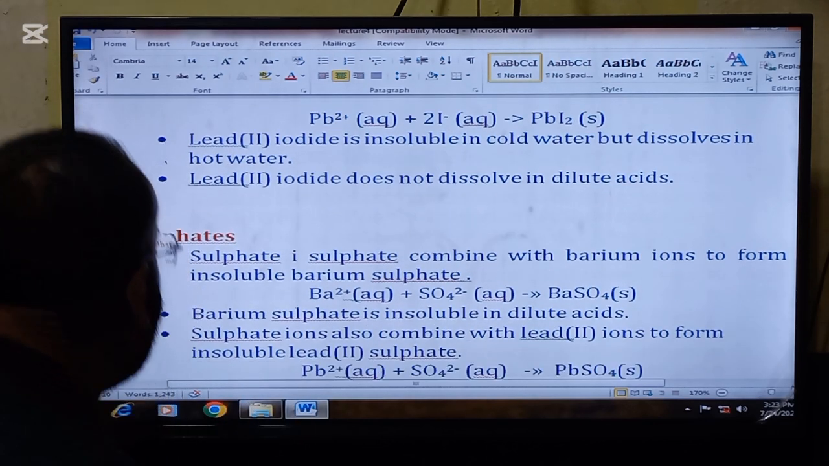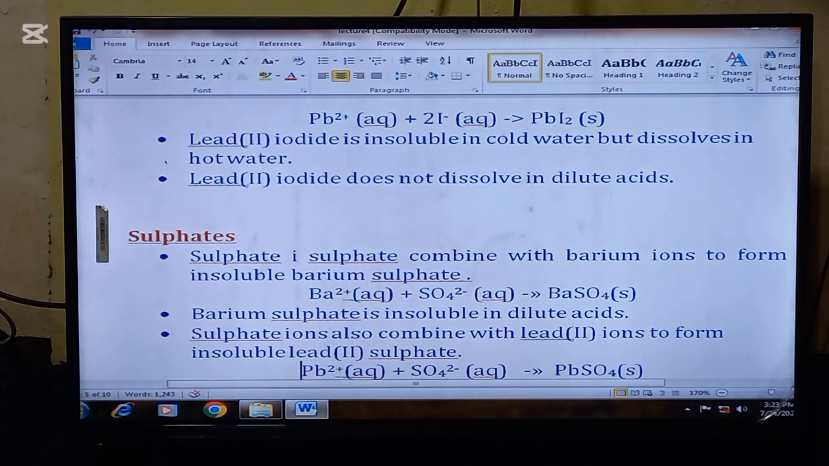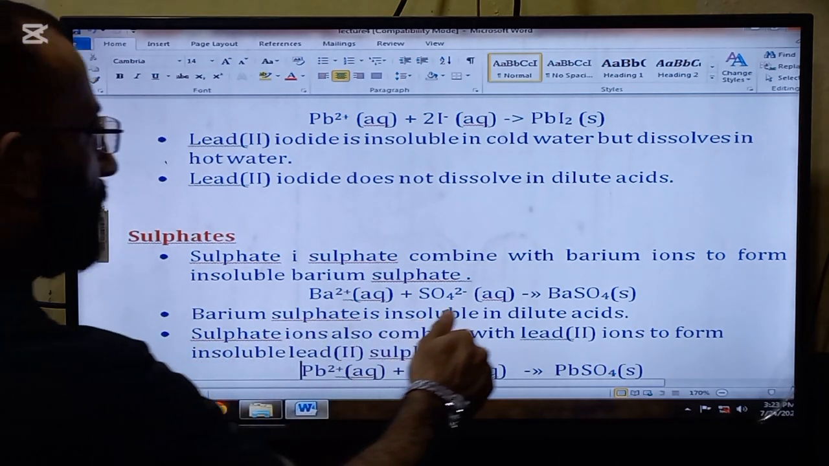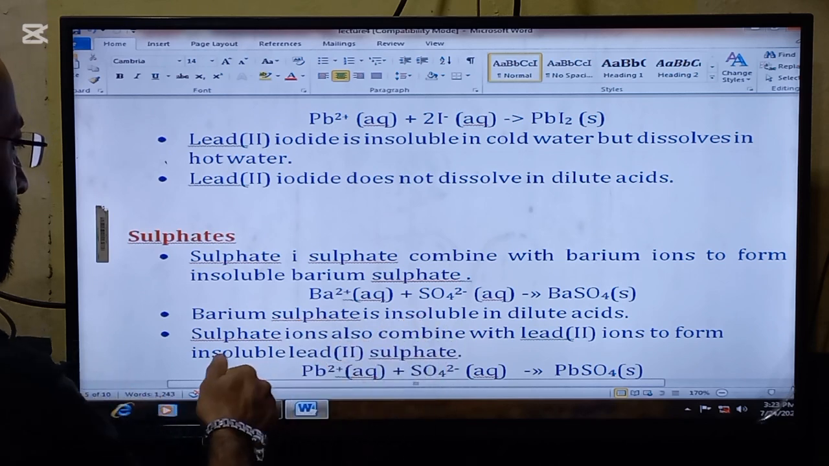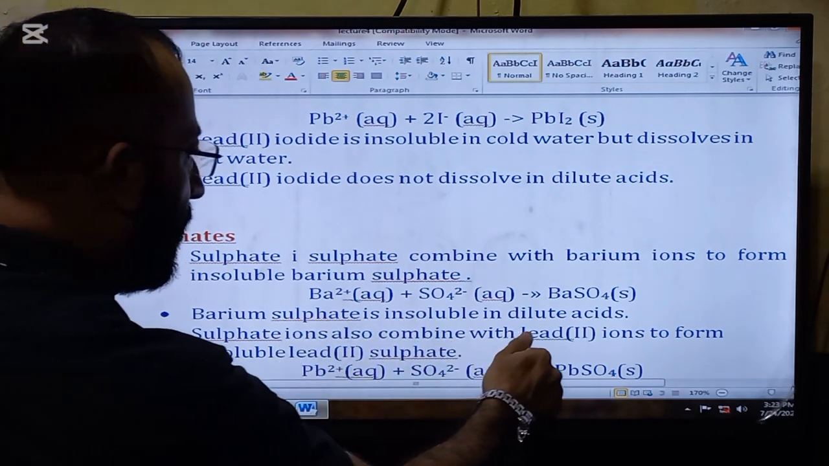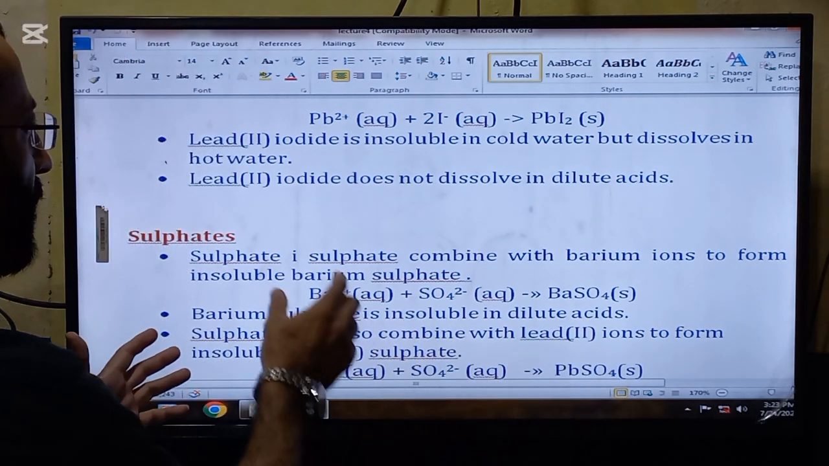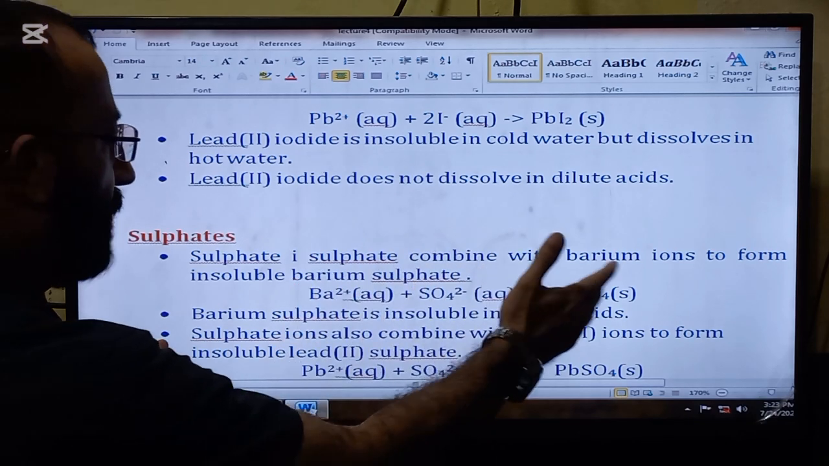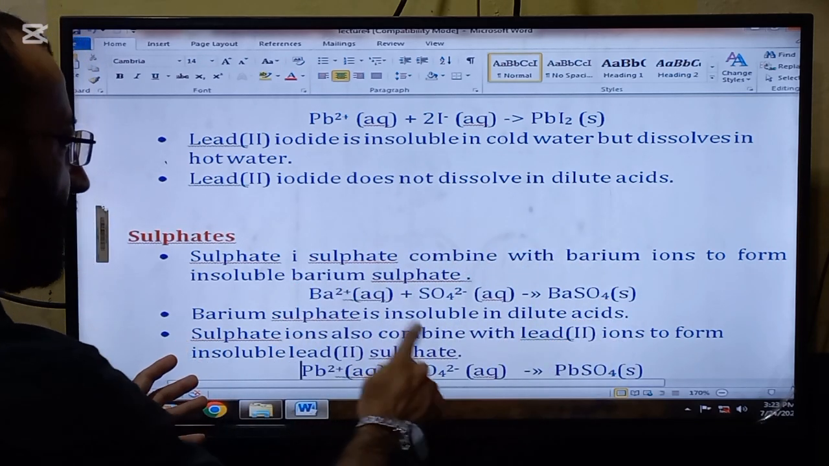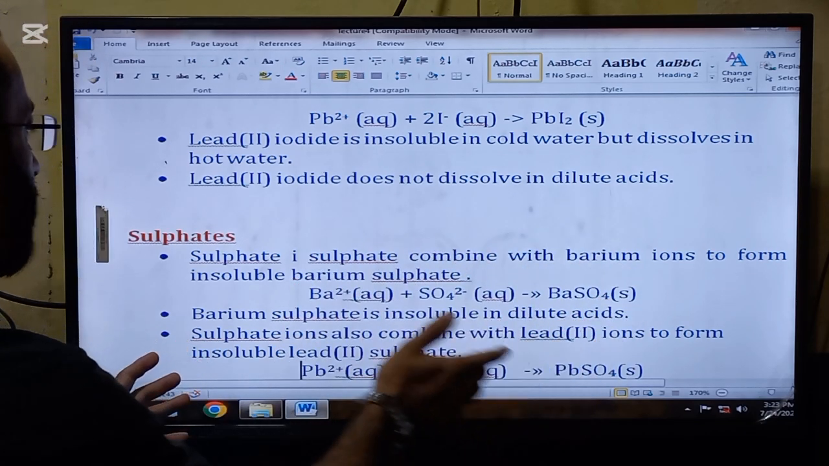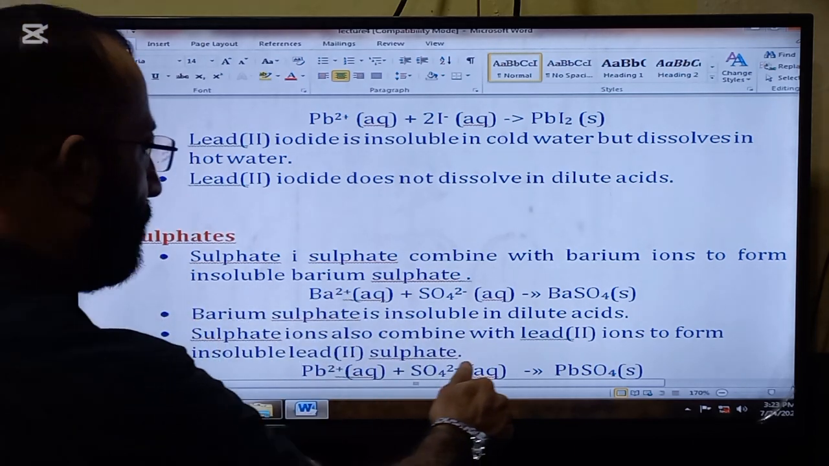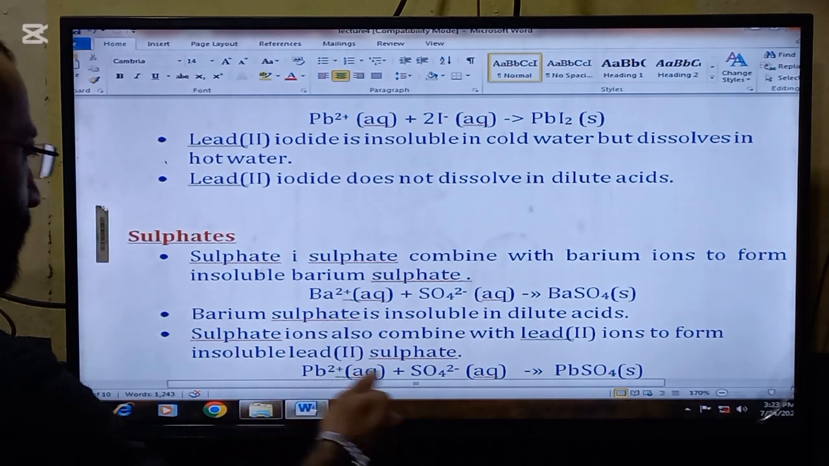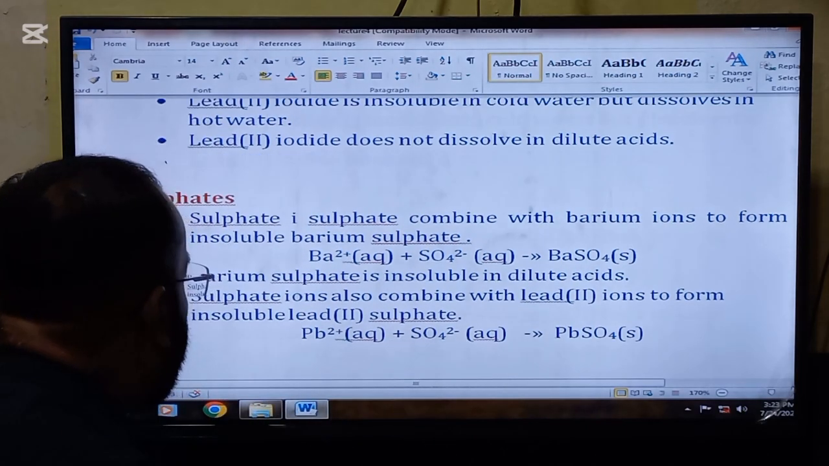The next that we are going to read is the sulfate ion. Sulfate combines with the barium ion to form the insoluble barium sulfate. Barium sulfate is insoluble in the dilute acid. So if our sample ion combines with the barium and the thing formed is insoluble in the dilute acid, that will be the sign that sulfate ion is there. And sulfate ion also combines with the lead ion to form the insoluble lead sulfate.